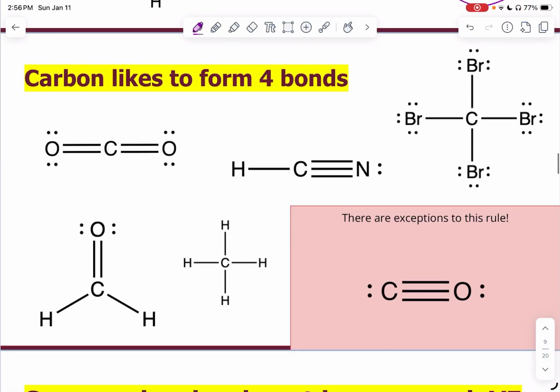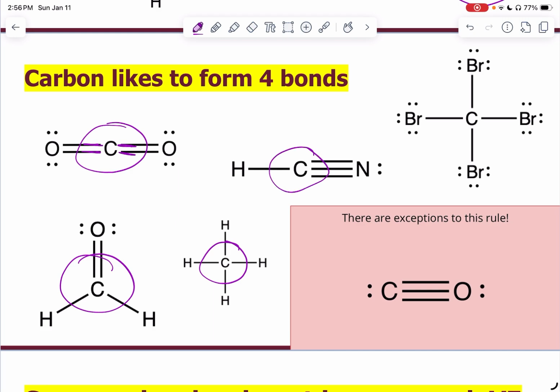And then that leaves carbon. Carbon loves to have 4 bonds. So in the CO2 molecule, carbon has 1, 2, 3, 4 lines coming out of it, so 2 double bonds. This one also has 4, a double bond and 2 single bonds. You could have 4 single bonds. You could have a triple and a single bond, but like we saw before, there can be some exceptions. So that carbon has a triple bond.